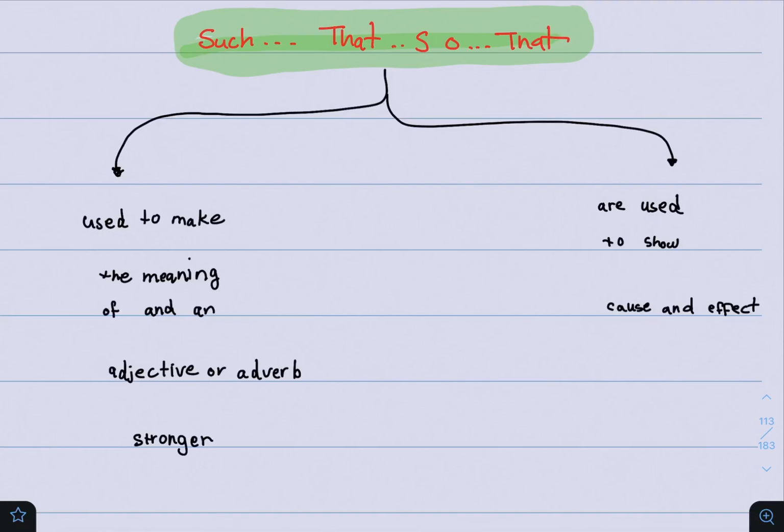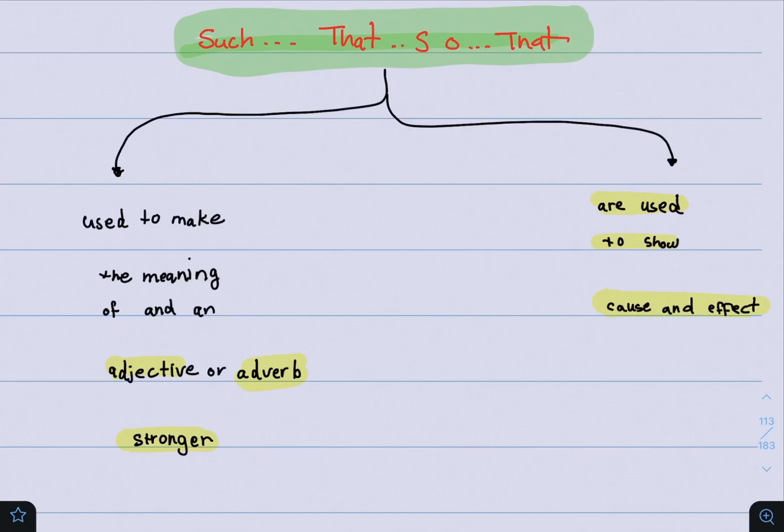okay، now let's move on to the next thing, which is such that, so that. متى استخدم such that and so that? We use them to make the meaning of an adjective or an adverb stronger. okay، مثلا أقول she is so beautiful, it is such a beautiful day. okay، فهنا استخدمها مع الصفة أو الadverb لأني أعطي معنى أقوى.